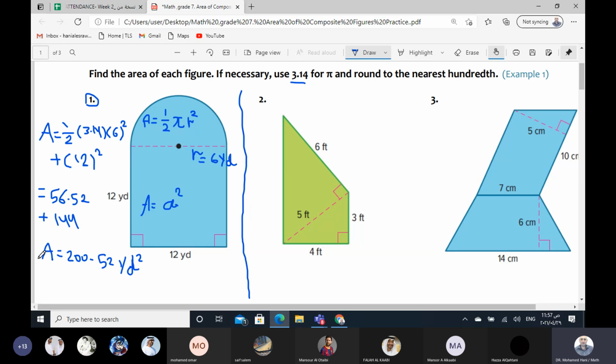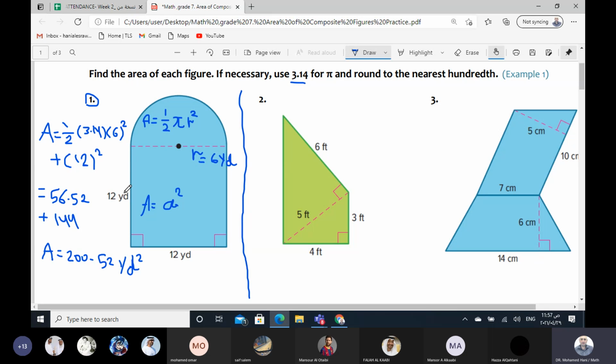As you remember, the area of the semicircle will be 1 over 2 multiplied by pi multiplied by r squared. Substitution, right here 1 over 2. The value of pi will be 3.14. The value of r will be 6. Now 6 squared means 36. 36 times 3.14 divided by 2 will be 56.52.